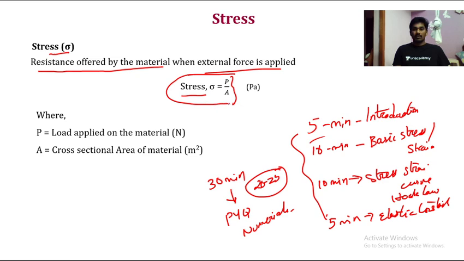Stress is equal to load by area, and it is represented in Pascals, where P means the load applied on the material, which is measured in Newtons, and A means the cross-section area of the material, which is measured in square meters. It can also be expressed in square millimeters. So what is the resistance offered by the material?